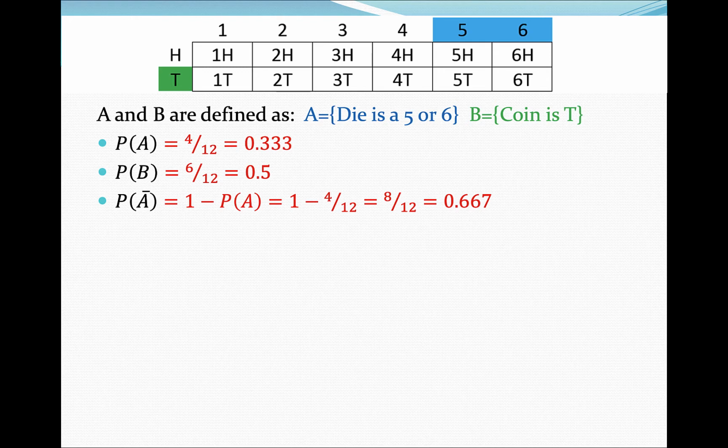The probability of B complement works the same way. The probability of B complement is going to just be 1 minus the probability of B. The complement of getting tails is getting heads. We know that is also 0.5 or 50%. So that one works the same way. So that is the idea of the complement.